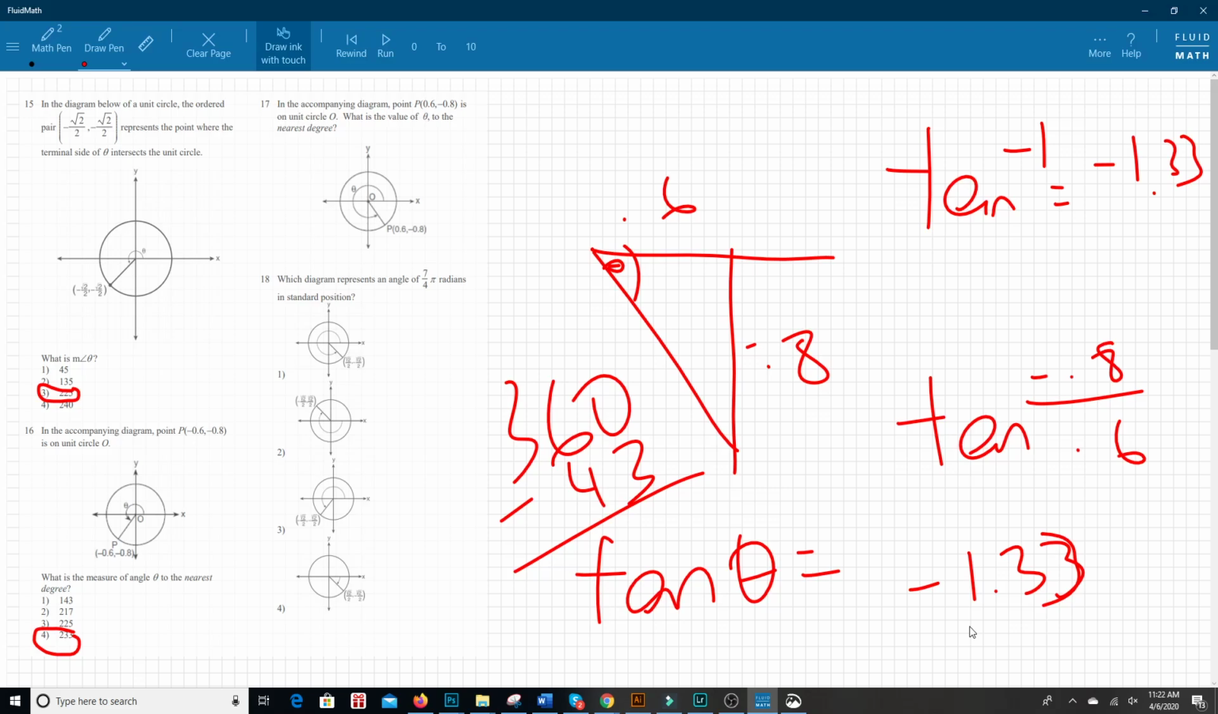I'm sorry, I'm just looking at my phone to see if there's a better way of writing this. I have to do 1 over tangent. Okay. So 360 minus 43. 360 minus 43 is 317 degrees. That's what theta is. Anybody have any questions on that? I know this seems a little bit confusing. Anybody?